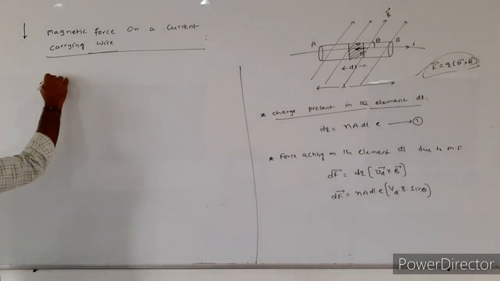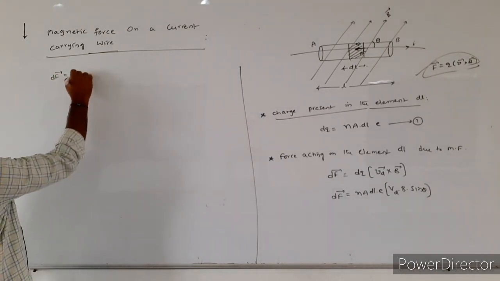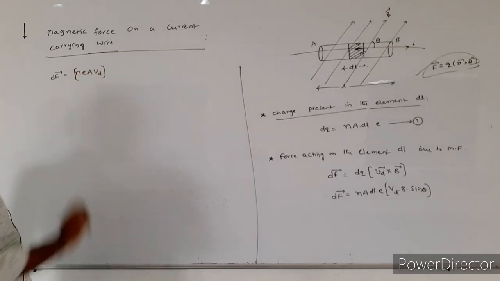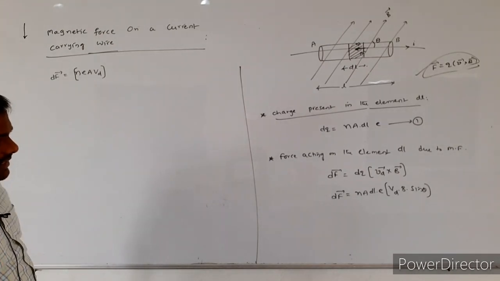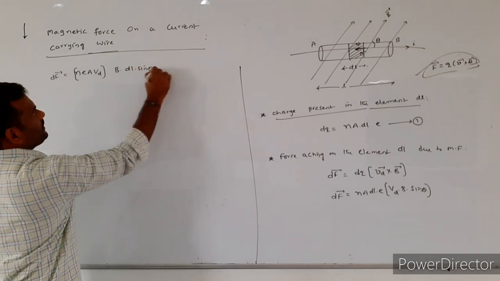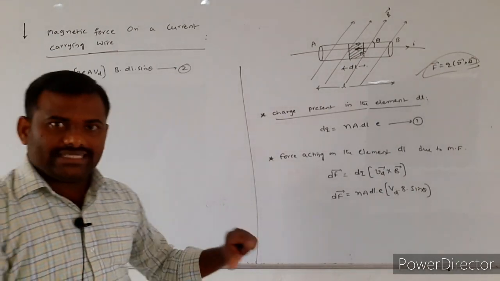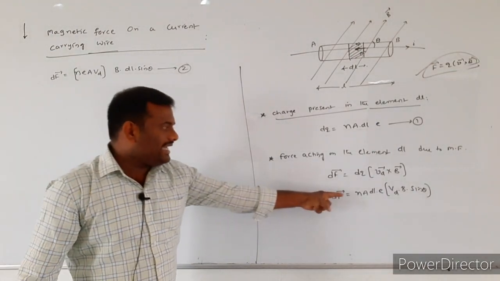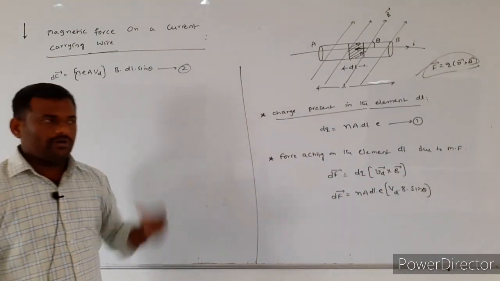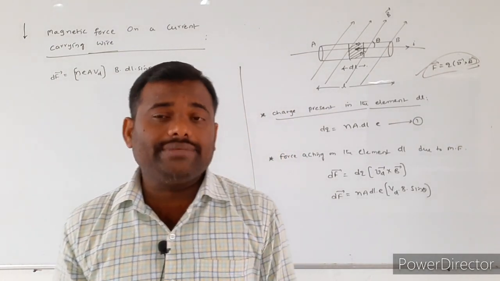So this value is dF is equal to N e A Vd B into dl into sin theta. I just interchanged the terms. So N e A Vd into B into dl sin theta. This is equation number 2.